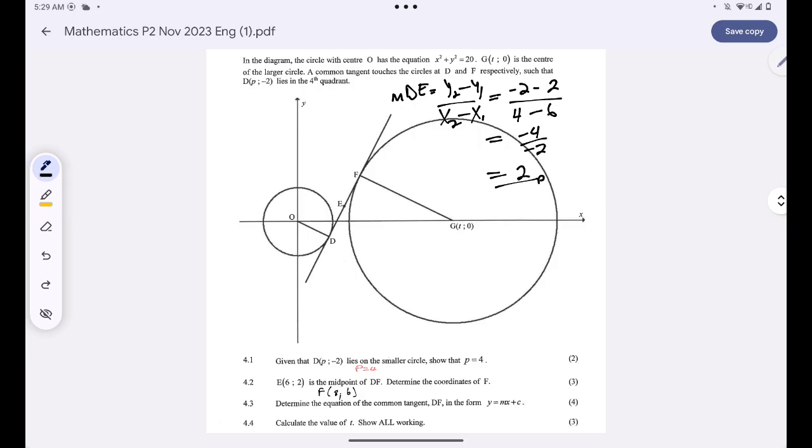After finding my gradient, I must then find the equation of the line by just substituting into the equation that simply says y minus y1 is equal to m times x minus x1.